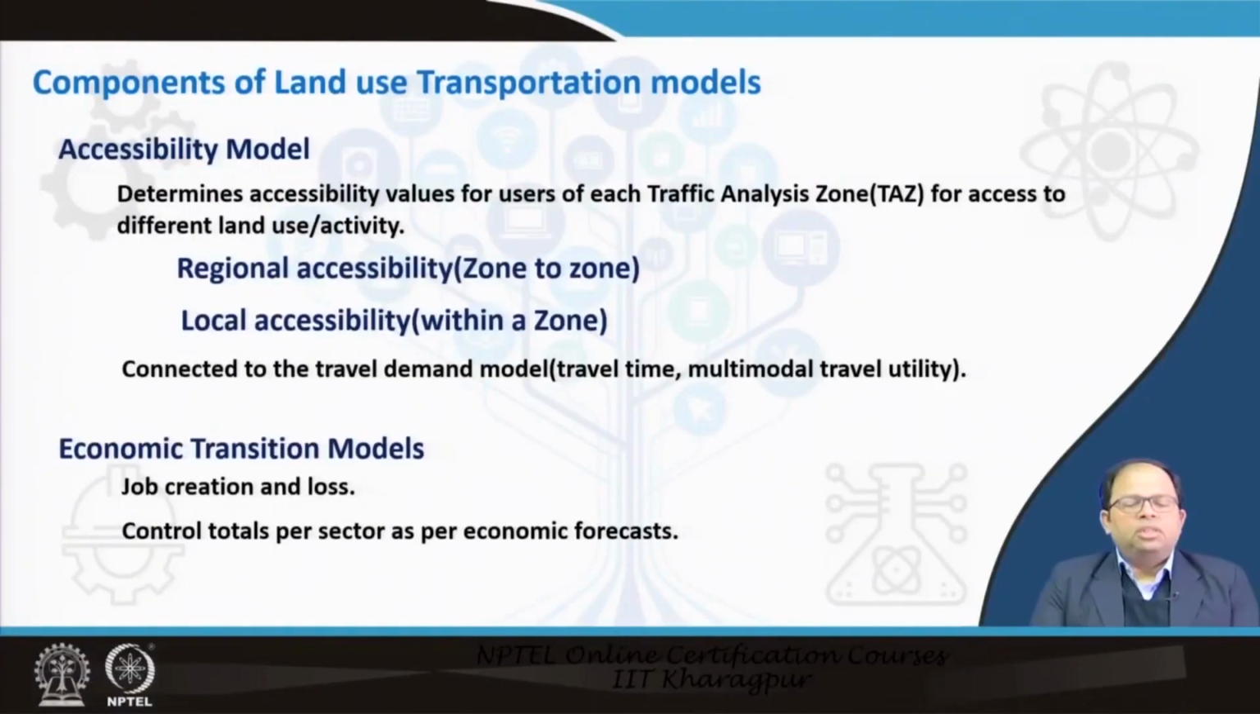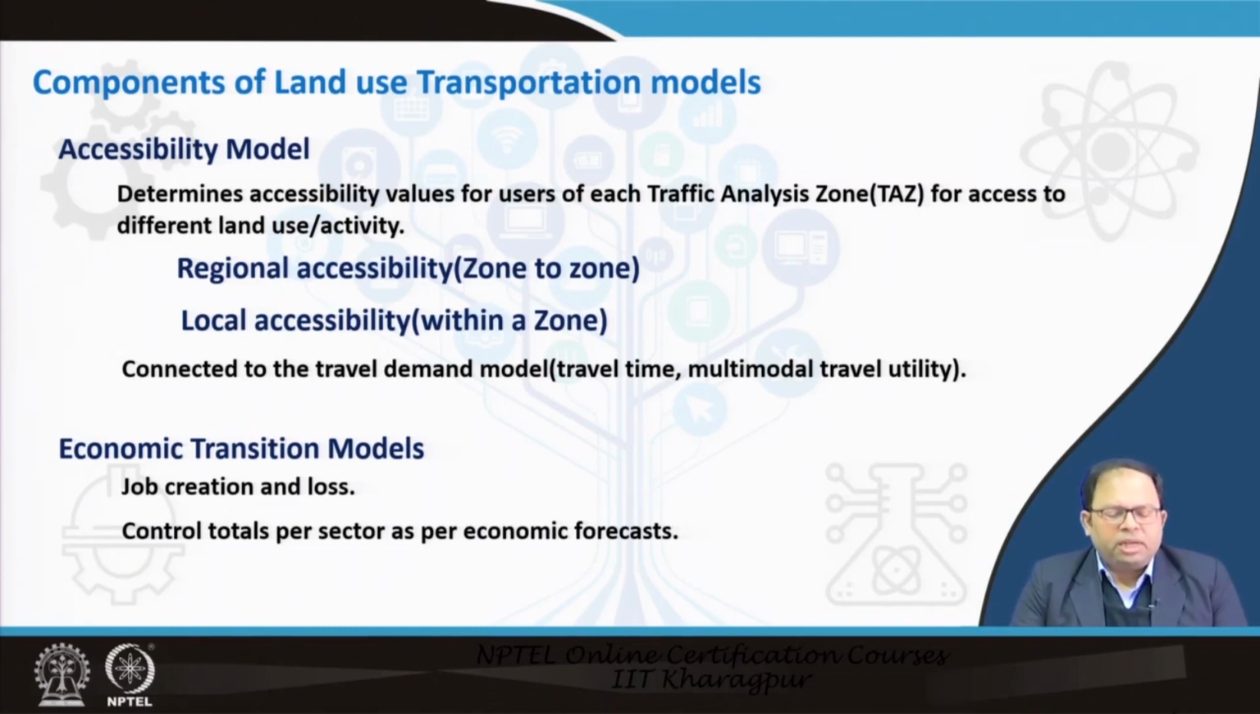So, starting with the components of land use transportation model, the first component is the accessibility model. This model determines accessibility values for users of each traffic analysis zone for access to different land use or activity. Now, this model is not directly affecting any change in the land use or the transportation process, but this is an intermediate model, values of which could be used in other models to determine criteria, determine location choice, or determine your decision for a particular family to move, or even for the transportation part as well.